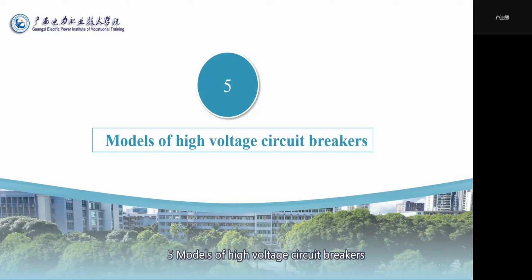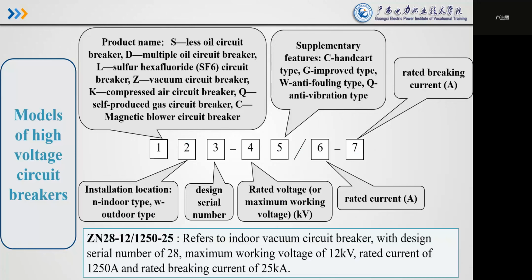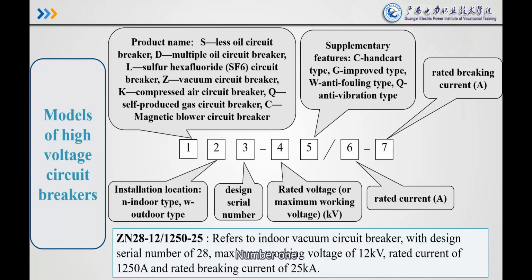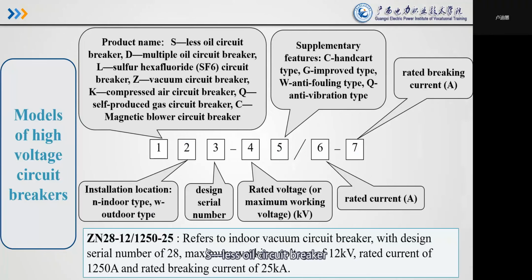Five. Models of high voltage circuit breakers. Number one, product name. S means less oil circuit breakers. D means multi oil circuit breakers. L means sulfur hexafluoride circuit breakers. Z means vacuum circuit breakers. K means compressed air circuit breakers. Q means self-produced gas circuit breakers. C means magnetic blow circuit breakers.